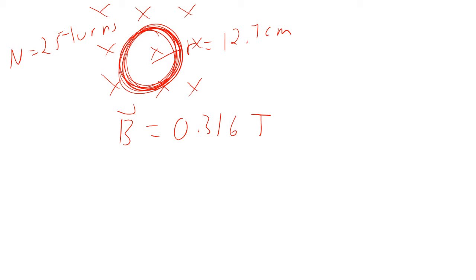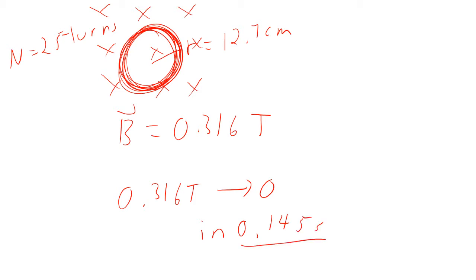Okay, and now the magnetic field is allowed to collapse. So whatever's making the magnetic field is turned off, and so the magnetic field goes from 0.316 Tesla to 0, and it does that in 0.145 seconds. And so the question is, if this coil wire has a resistance of 2.25 ohms, how much current flows in the coil as the magnetic field collapses?